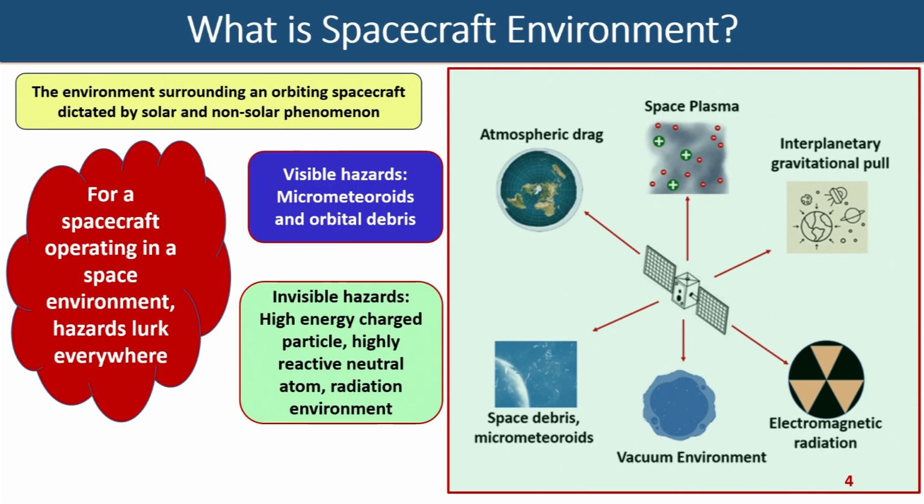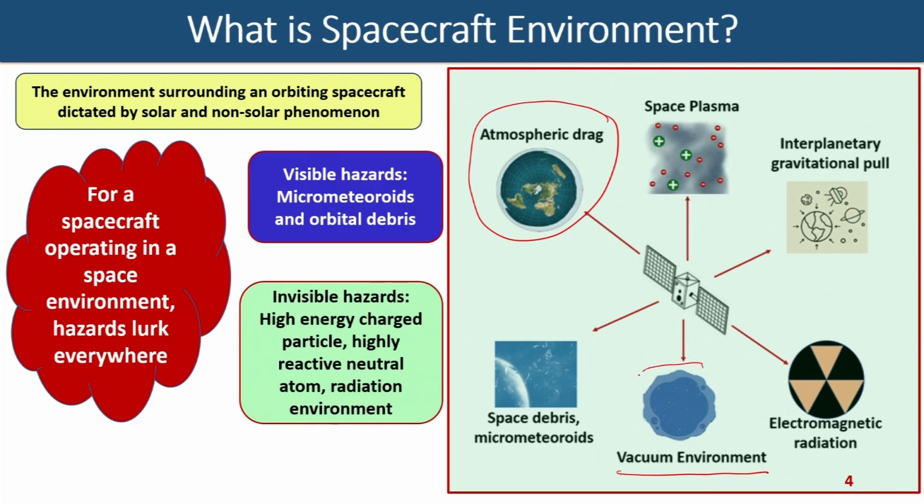Apart from this, the spacecraft faces atmospheric drag. What does atmospheric drag do? It tries to deorbit the spacecraft. Then there is the interplanetary gravitational pull, which also perturbs its orbital position as well as orientation. Whenever we place a spacecraft at that altitude, the air density is very low, so that is called near vacuum or vacuum conditions.